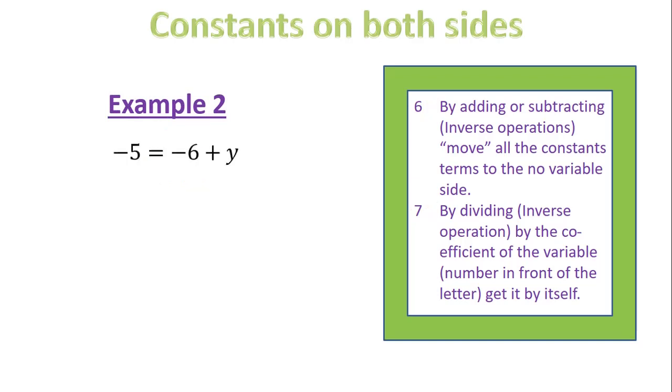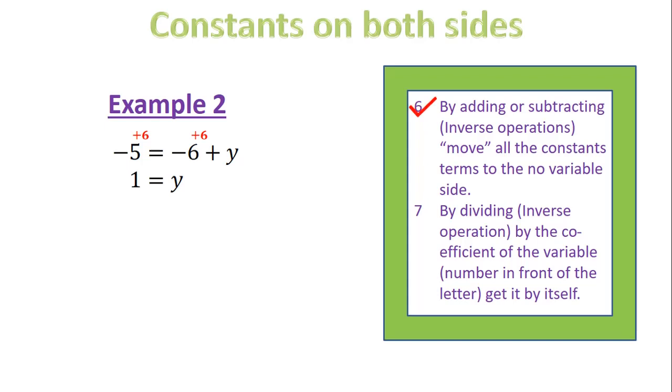Alright, example 2. Minus 5 equals minus 6 plus y. So, step 6, by adding or subtracting inverse operations, move all the constant terms to the no variable side. So, I have a variable on the right hand side, which is y, and so I have to move the negative 6 to the left hand side. So, I do the opposite of minus 6, which is adding 6 to both sides. So, minus 5 plus 6 just gives me 1, and that equals y.